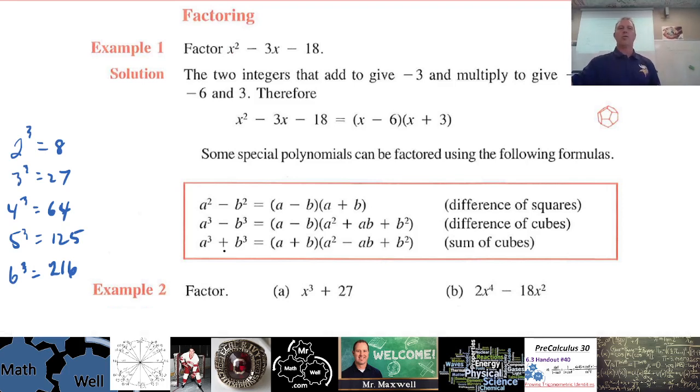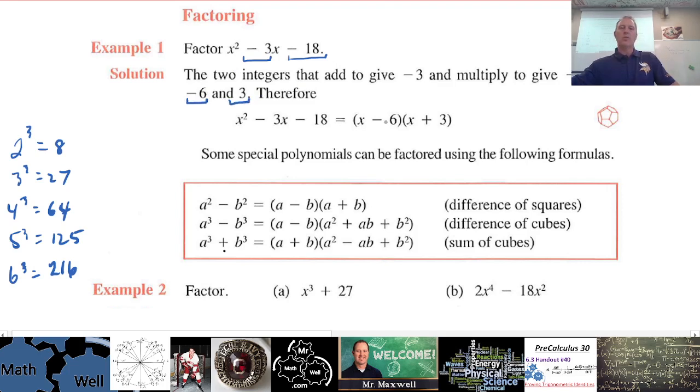This is a trinomial factor, right? A is 1. So we did this last class. And of course, what you want to do is find two integers that multiply to negative 18. That's the constant. And those two integers also add up to negative 3. And so in this case, negative 6 and positive 3 would be the two numbers in question.